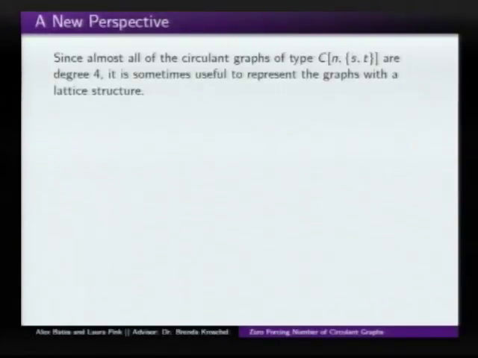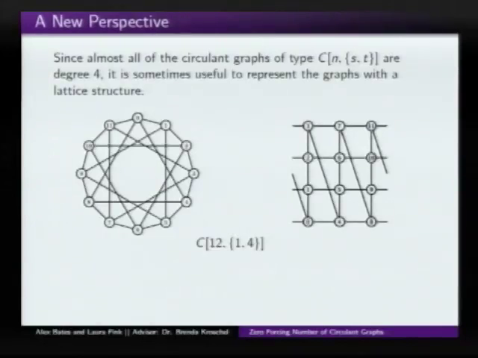Something else that we found was almost all of the graphs that are defined this way are degree 4. And it was sometimes useful to represent them with a different structure. So what we did is pull apart the data in rings. This is the circulant graph 12, 1, 4 represented as a circulant and then in this lattice structure. You can see, for example, this is one ring of data here, and those two ends would be connected. So you can think of it kind of like a cylinder.